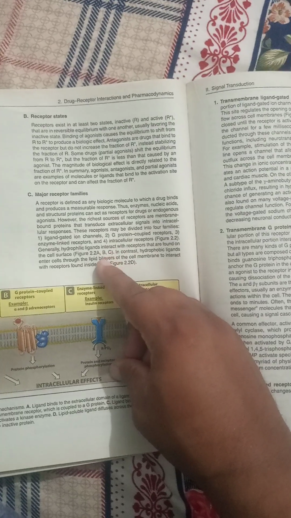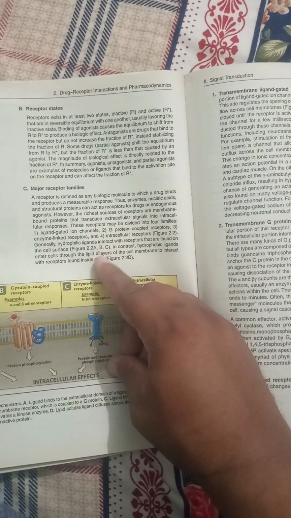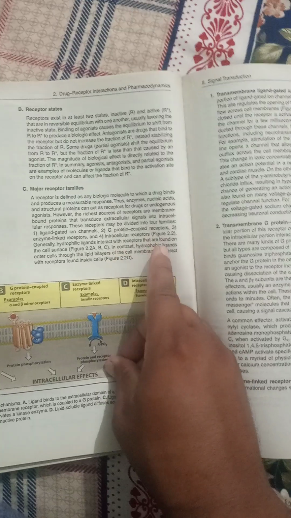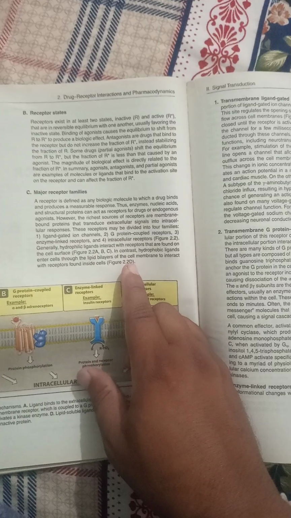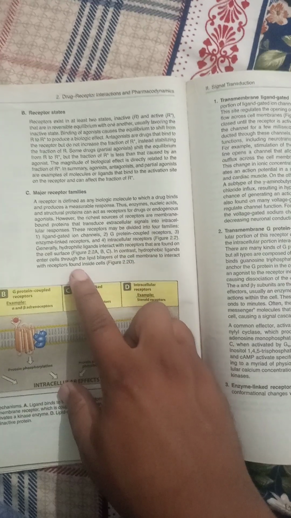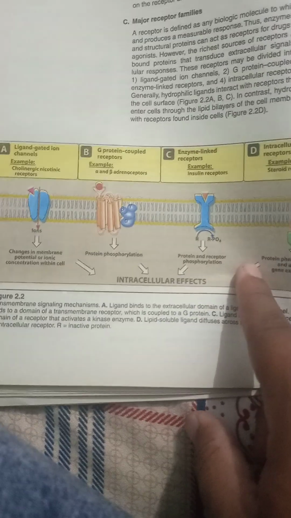Generally, hydrophilic ligands interact with receptors that are found on the cell surface. In contrast, hydrophobic ligands interact with receptors found inside cells. In figure 2.2, you can see the figure here. Next lecture we will discuss this diagram, inshallah.